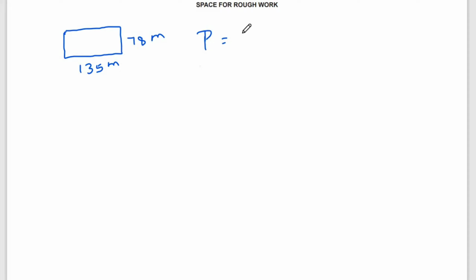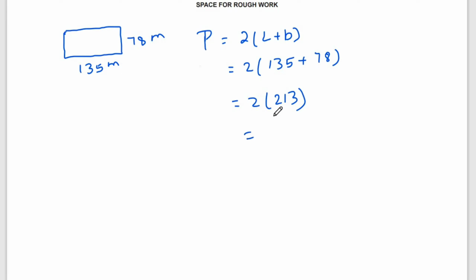So the perimeter of a rectangle is 2 times length plus width, or length plus breadth, both are the same. So this is our formula. Now let's try to use the formula. 2 times our length, which is 135, plus our breadth, which is 78. When we add these two, 135 plus 78, we get 213. Then when we multiply these, the answer is 426. So we have got 426 meters.